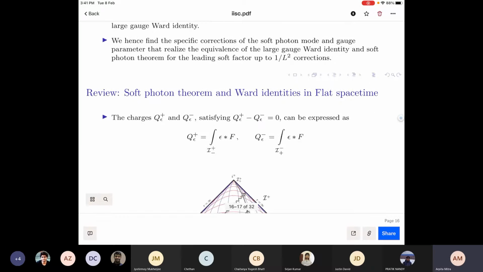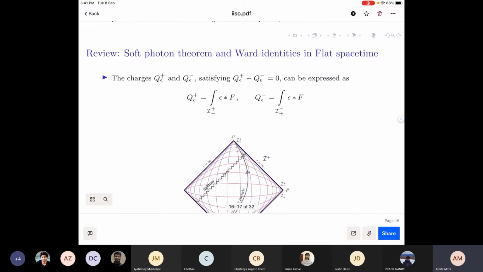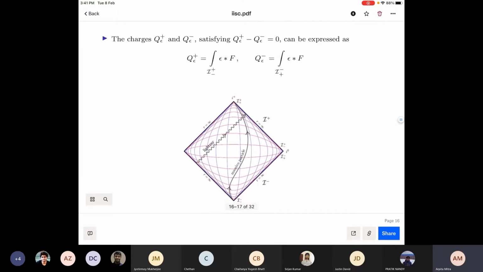So first I will give a brief review of the soft photon theorem in flat spacetime, how one relates the soft photon theorem and the Ward identities. This work was mainly done by Strominger and his collaborators. If we start with a Penrose diagram of Minkowski spacetime, we know that the radiative gauge fields like A z bar do not die at null infinity, because if you take the Liénard-Wiechert potential to the null limit such that you go to null infinity, we can see that the angular dependence still exists, and you can't make it zero.